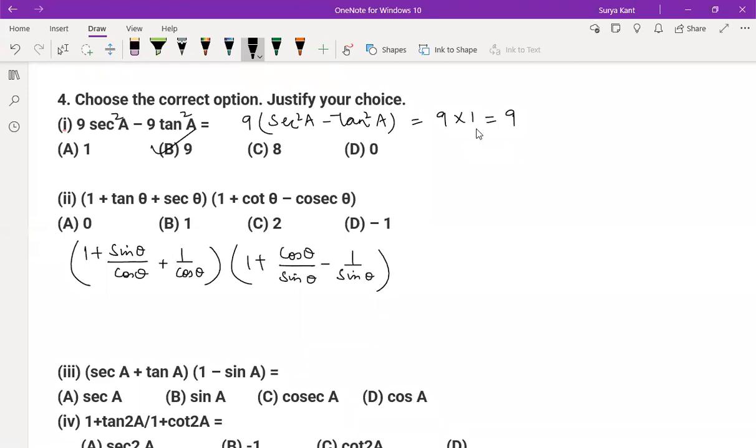We converted tan theta into this form, sec theta into this form. Again, those who don't know the formula, please tell me, I'll just remind you the formulas. So we can write here, just take the LCM. What we can write here, LCM? Cos theta is LCM. 1 plus sine theta plus 1.